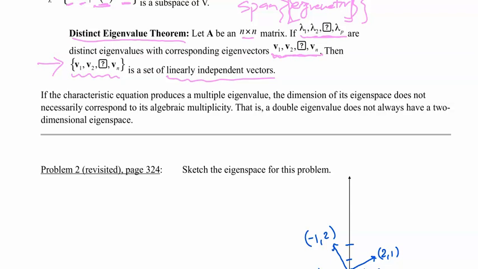On another note, I already talked to you about this one. If the characteristic equation produces a multiple eigenvalue, that means repeated eigenvalues, right? The dimension of the eigenspace does not necessarily correspond to its algebraic multiplicity. It doesn't mean that if there is a repeated eigenvalue, there's going to be that many eigenvectors. A double eigenvalue does not always have a two-dimensional eigenspace. It doesn't mean that, okay?